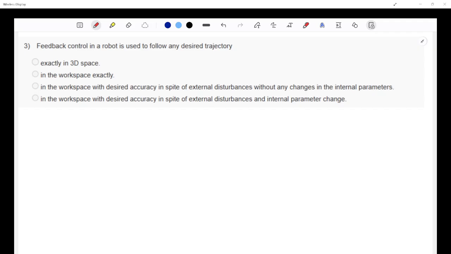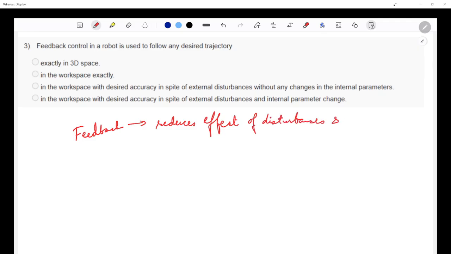So the core idea is feedback control is not about perfection. It is about robustness. Okay. So feedback essentially, what does feedback do? It reduces the effect of disturbances and uncertainties.